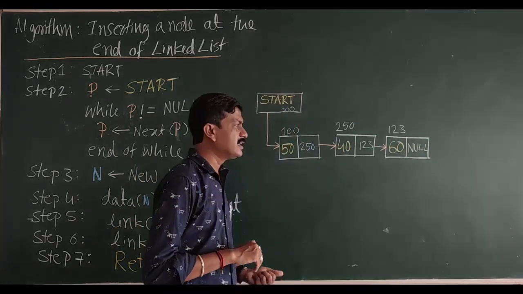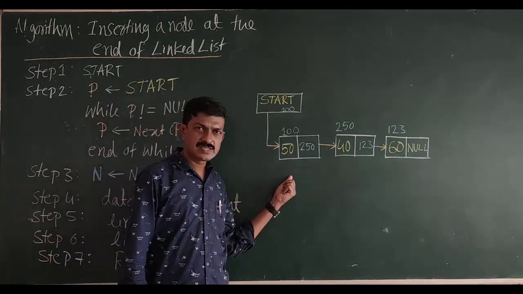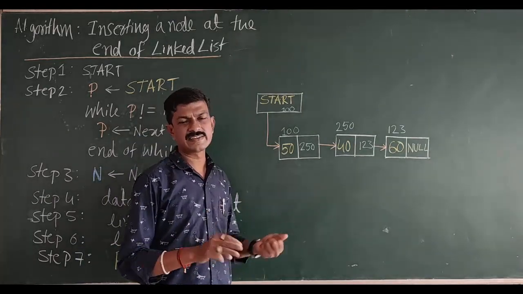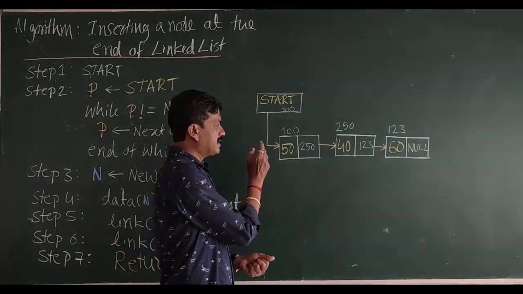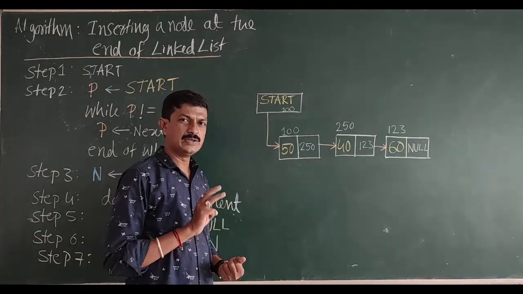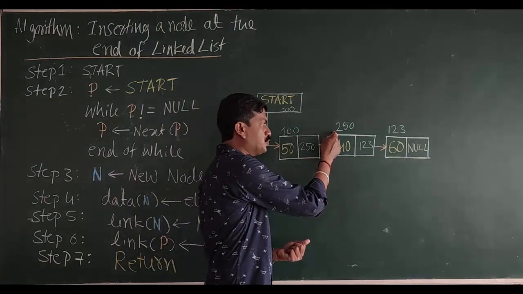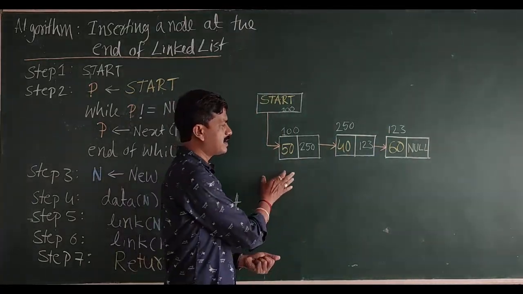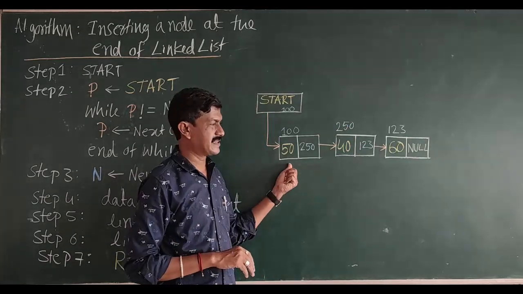Now we are going to discuss the same algorithm with the help of this example. In this linked list, I created a list containing 3 nodes: node 1, node 2, node 3 with the elements 50, 40, 60. These 3 nodes are located at memory locations 100, 250, 123. These are the 3 respective locations where these nodes exist.